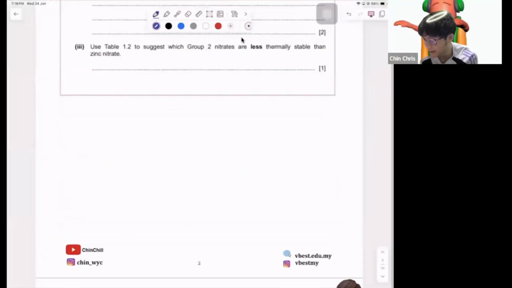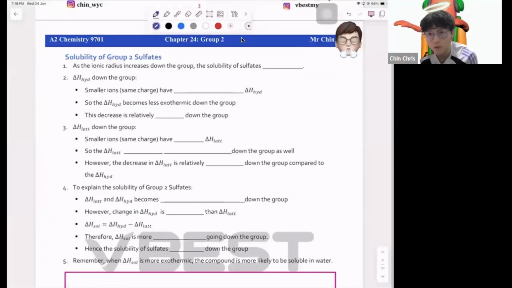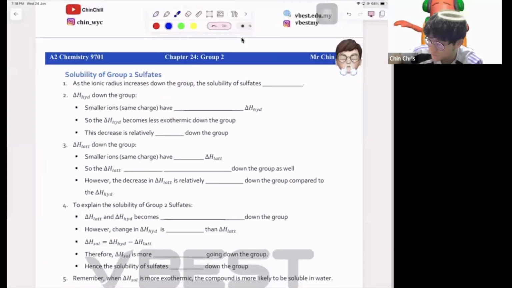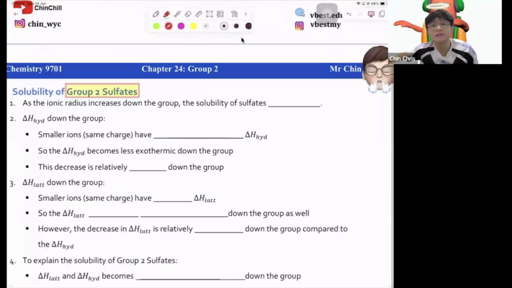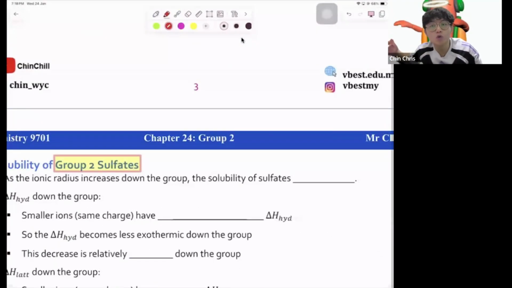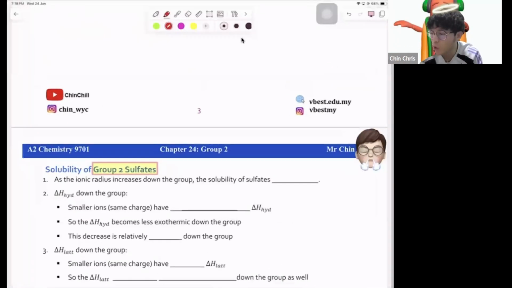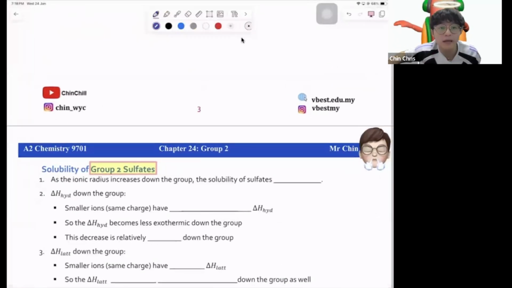This part, you just do it as homework. I'm not going to do it. I want you guys to look at the solubility of group 2 sulfates. Alright guys, let's look at group 2 sulfates. Before we do group 2 sulfates, we have to recall one equation for your enthalpy and entropy, which is delta H solution.